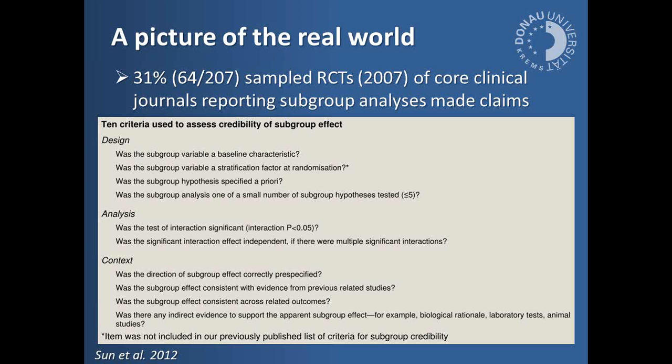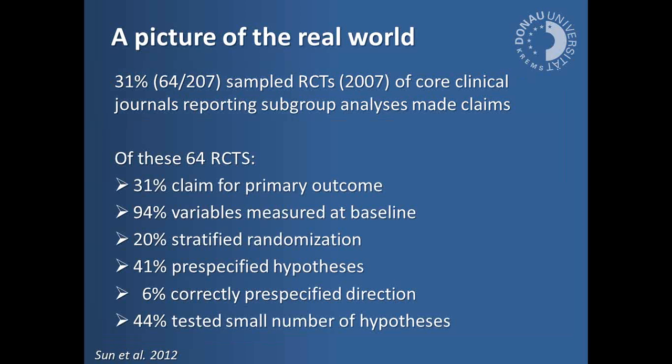So now they sampled RCTs of 2007 of core clinical journals, and they had high and low impact 1-to-1. And 64 of the 207 sampled made claims of subgroup effect. So 31% of those sampled RCTs made claims. And of these 64 RCTs, nearly a third claimed for the primary outcome.